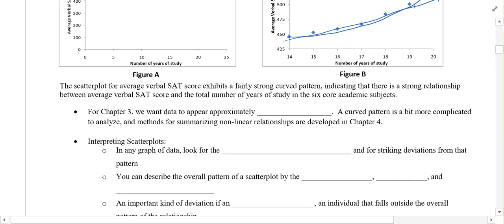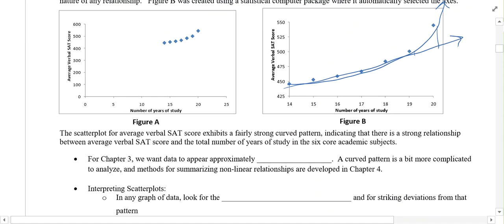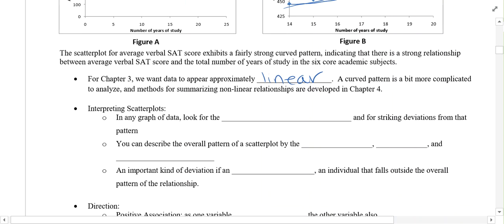The scatter plot for average verbal SAT score exhibits a fairly strong curve pattern, indicating there's a strong relationship between the two variables, but it's just not a linear relationship. So there's a very strong pattern, and we can fit a model to it. It's just not linear. For chapter 3, we want the data to appear approximately linear. A curve pattern is a bit more complicated to analyze, and methods for summarizing nonlinear relationships we do in chapter 4, but we're actually going to hold off until second semester to discuss that. So we kind of skip over chapter 4, but those are all nonlinear, so exponential, and some other different types of graphs for that.